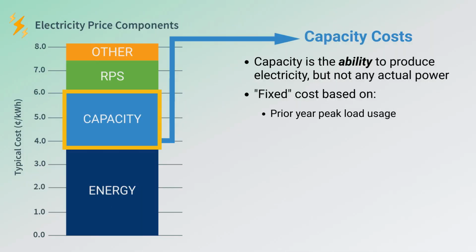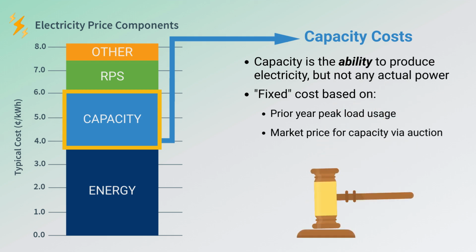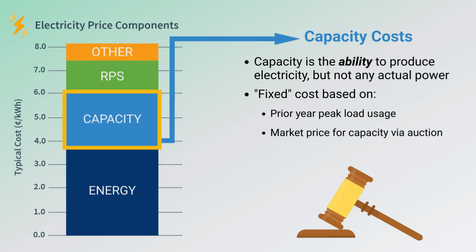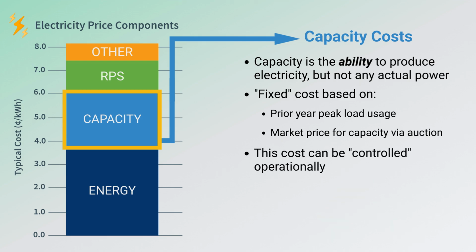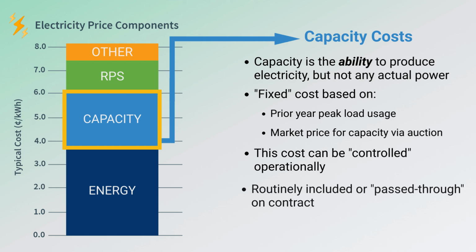It's also based on the market price for capacity. Most of the regions have an auction process where they determine this, sometimes as much as 3 years out. New York is a little different where they do it only 6 months out in advance. This cost can be controlled operationally, or sometimes actually can be controlled contractually. We'll talk more about how you control your capacity operationally in other webinars. Unlike the other two, which are typically included in the price, this component is routinely excluded and routinely passed through. It's not included in the contract price.